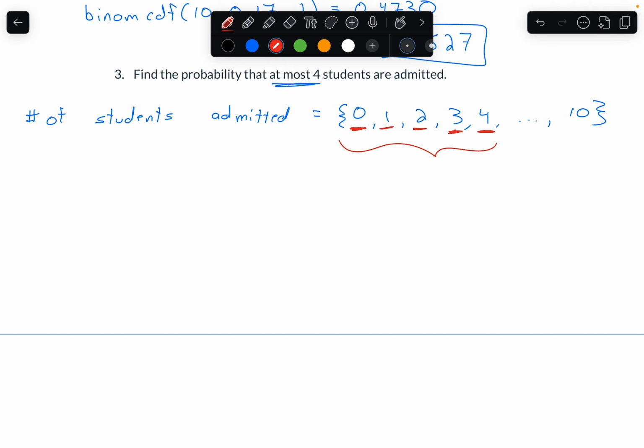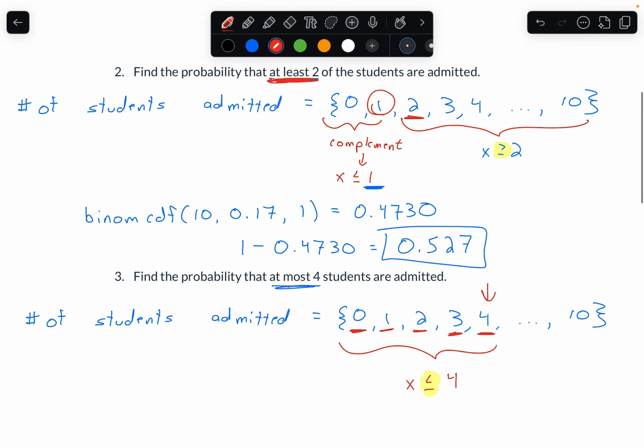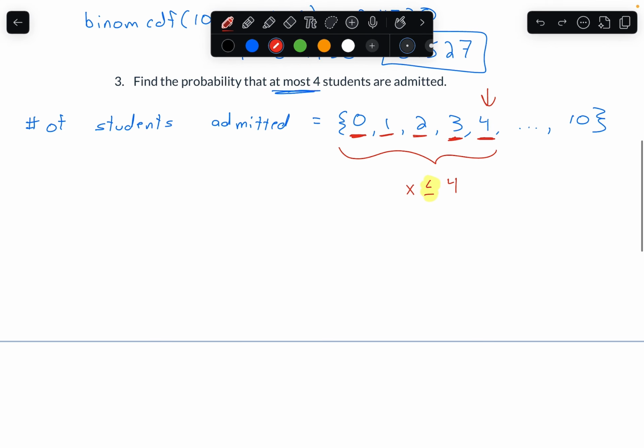And again, I want to try to write this in a less than or equal to statement. In this case, it works out quite nicely because all of these numbers are less than or equal to 4 right here. I'm going to just take the largest number in this particular set. So they're all less than or equal to 4. And in this example, I don't have to do anything with the complement here because I'm already starting off with this less than or equal to statement. I needed to in the last example because I was dealing with this greater than or equal to. So anytime you're working with greater than or equal to, you're going to have to use the complement if you want to use the graphing calculator.